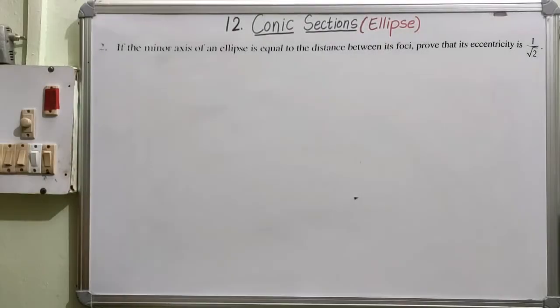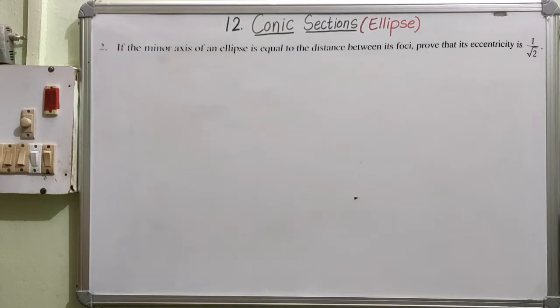Is it clear? Now we are going to take question number 2. This question number 2 says, if the minor axis of an ellipse is equal to the distance between its foci, prove that its eccentricity is equal to 1 over root 2.